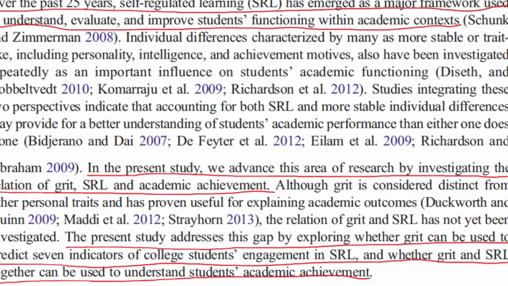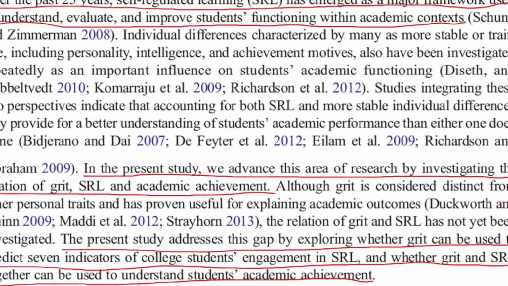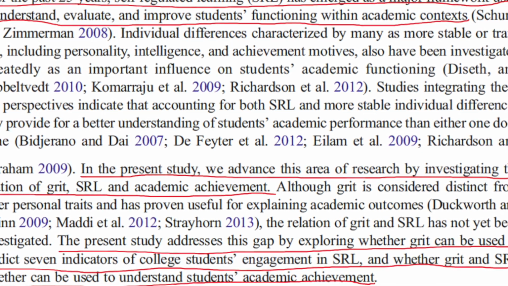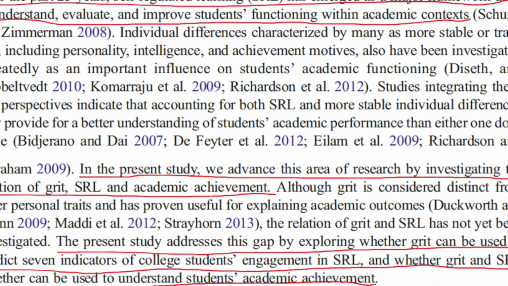It addresses this gap by exploring whether grit can be used to predict 7 indicators of college students' engagement in SRL, and whether grit and SRL together can be used to understand students' academic achievement. Walters and Hussain didn't explain any of their findings or even hint at what their study found. Don't you just want to read this article to see if grit can predict college students' engagement?